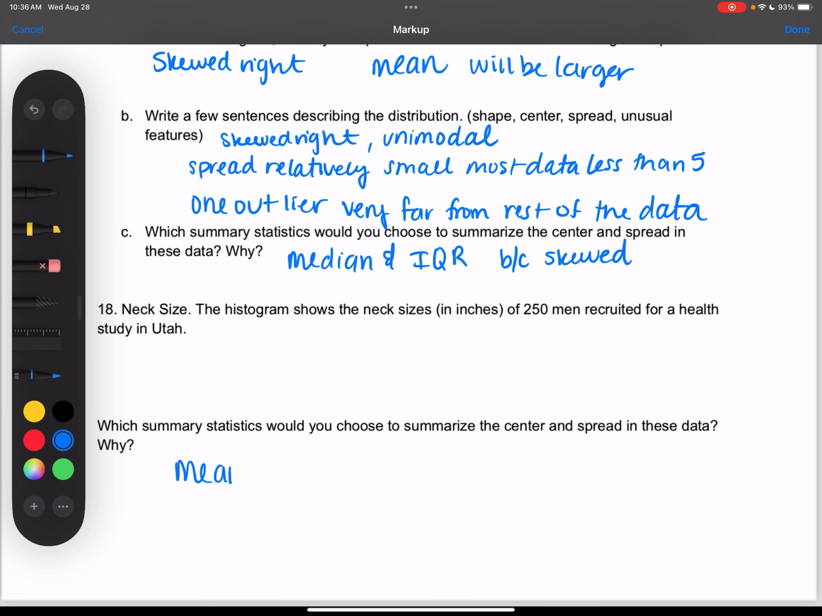Wait, and what do you say? I just write SD for standard deviation, so I don't have to write out the whole thing. Mean and standard deviation are always like a buddy system. They go together. And then median and IQR will always go together. And we do this because it is unimodal and relatively symmetric.